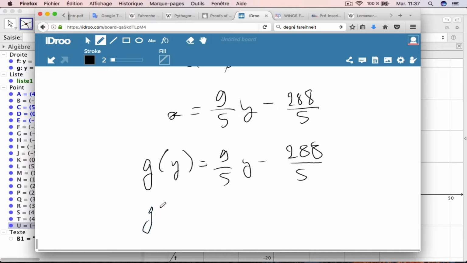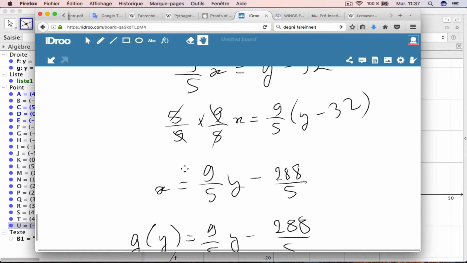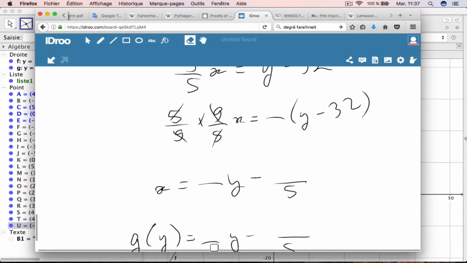So let's say that g of x is 5 on 9, and not the reverse. Sorry for that. Five on 9. So it's here not on 5 but on 9. It's 5 on 9 times 32.